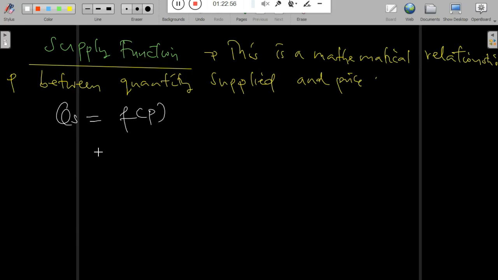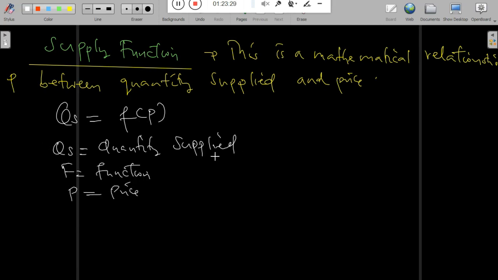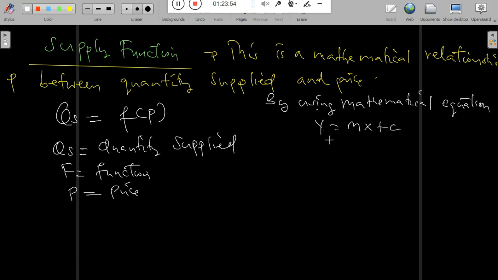Supply function. So the supply function is a mathematical relationship between the quantity supplied and price. Suppose we have the quantity supplied as a function of price, whereby QS represents the quantity supplied, F the function, and P the price.